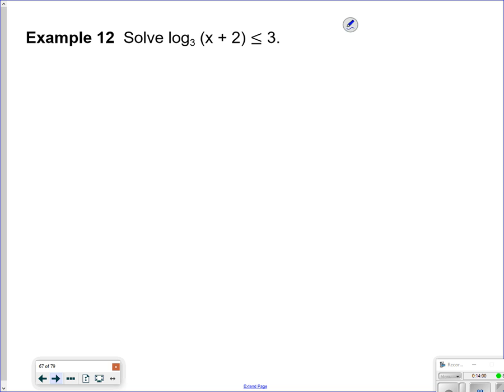Here there's a domain issue, right? I have a log, and the argument is x plus 2. So the domain is x must be greater than or equal to -2. Now, this is a little bit of a caveat with the spiral technique. And I always debate this all the time. 3 is going to be raised to the third. The trouble is, how do I do the inequality symbol?